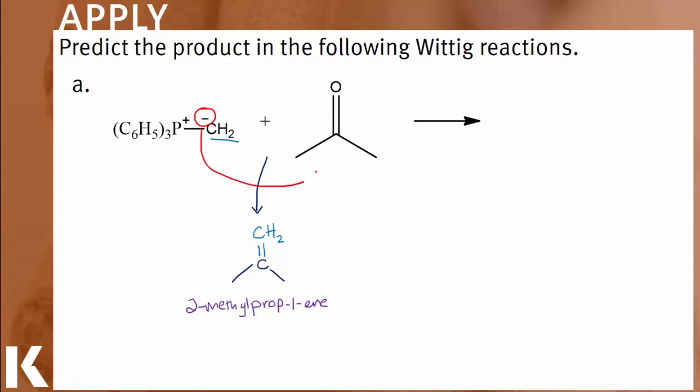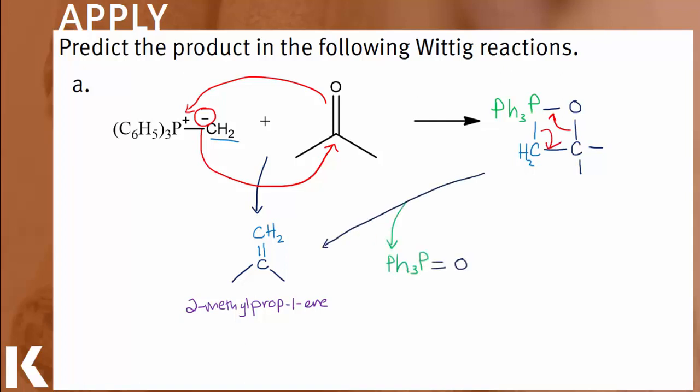The nucleophilic carbon will attack the carbonyl carbon to produce a 4-membered cyclic oxaphosphetane intermediate. Decomposition yields the triphenylphosphine oxide and our product 2-methylprop-1-ene. Since this is a nucleophilic addition reaction, let's quickly double check to make sure all carbons are accounted for. 1 carbon in the Wittig plus 1, 2, 3 carbons in acetone should give us 1, 2, 3, 4 carbons in our product with a carbon-carbon double bond.